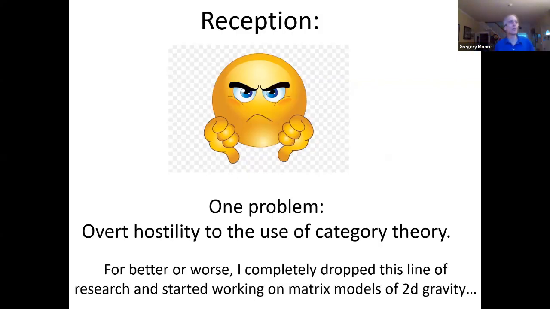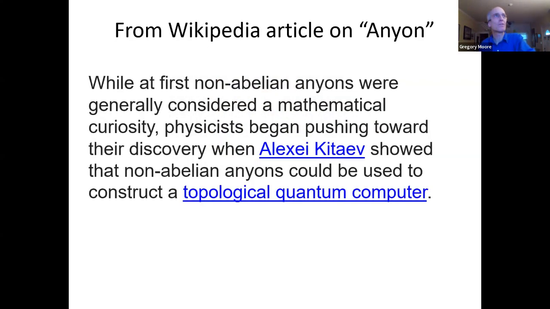So for better or worse, I completely dropped this line of research and started working on matrix models of 2D gravity. Now, things were quiet. Indeed, after this, if you look at the Wikipedia article on anyons, it says at first non-abelian anyons were generally considered a mathematical curiosity, and physicists began pushing toward their discovery when Alexei Kitaev showed that non-abelian anyons could be used to construct a topological quantum computer.